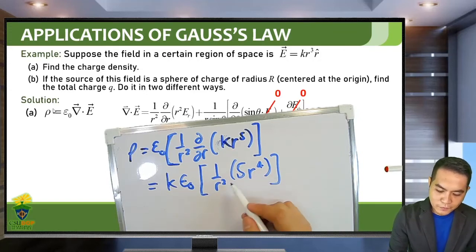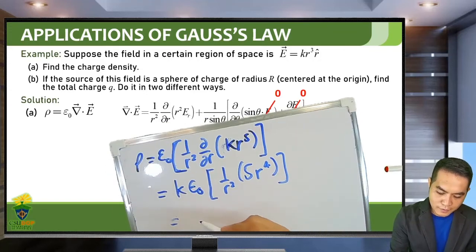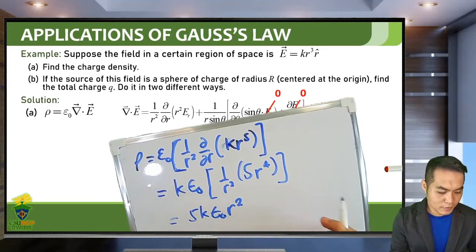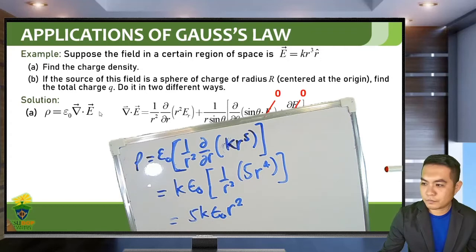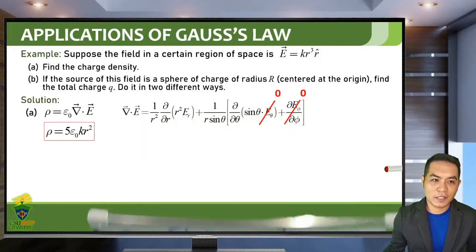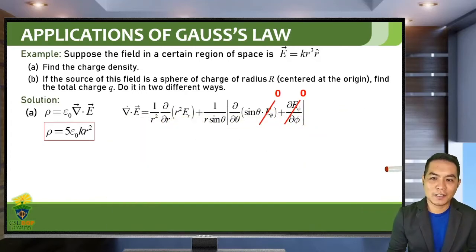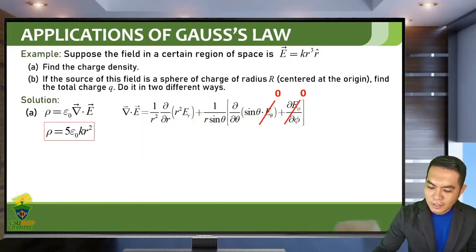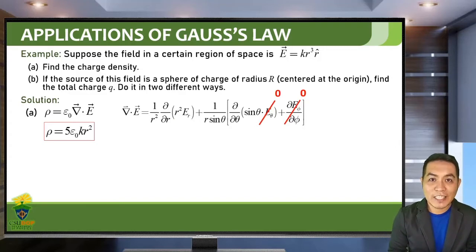So you have r to the 4th over r squared, so you will have 5k epsilon naught r squared, or 5 epsilon naught k r squared. So that is the charge density. If you are asked to find the charge density given the electric field, you then need to use the differential form of Gauss's law.